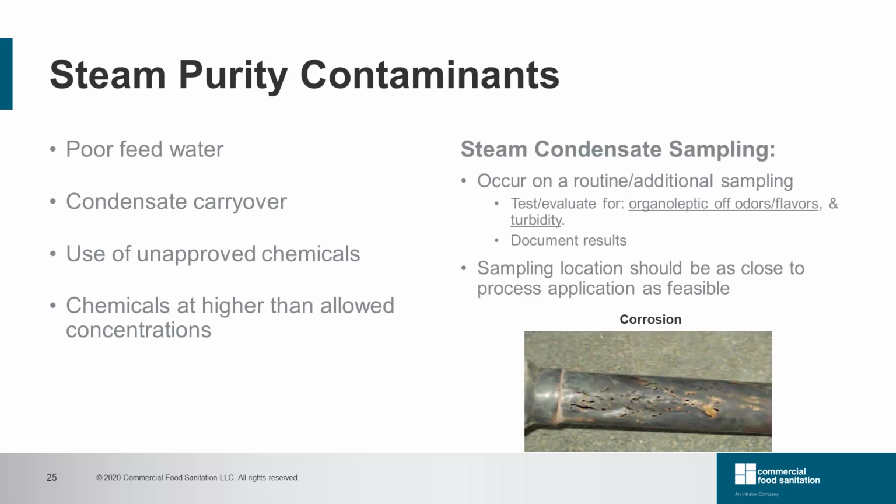Depending on the source of the water and the steam generating system, there may be sources of contaminants. Poor feed water, condensate carryover, and the improper use and selection of chemicals can cause steam contamination. Sampling and testing the steam condensate is necessary to ensure the steam meets the expected standards. Steam should be evaluated based on off odors or flavors and turbidity. The sampling location should be as close to the process application as possible, and results should be documented.